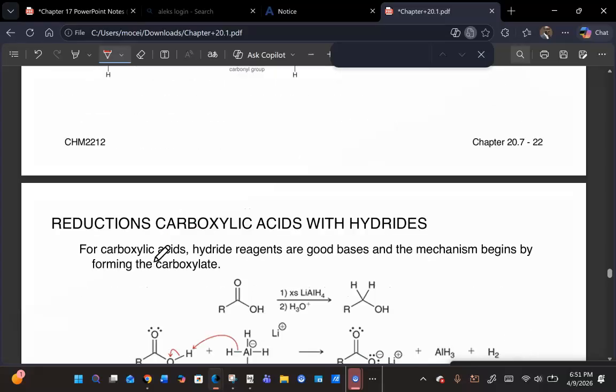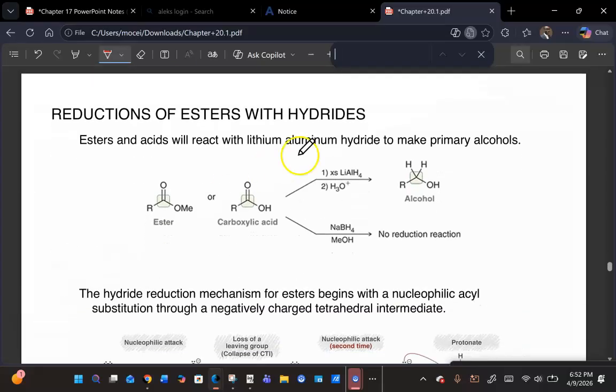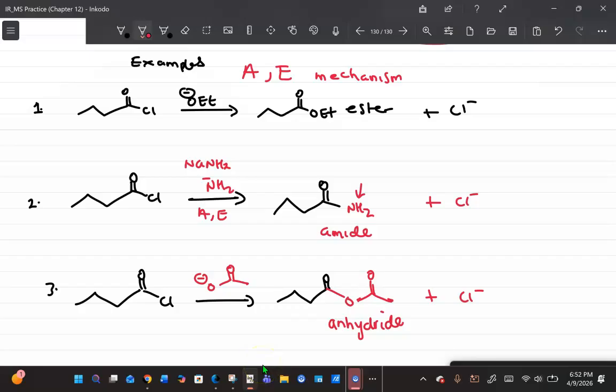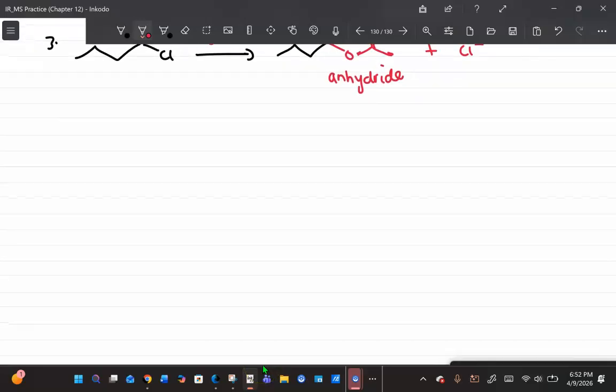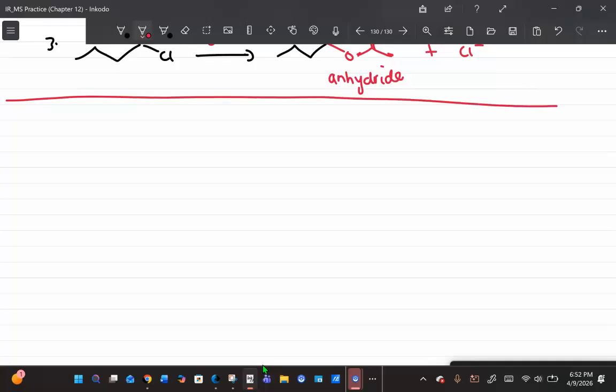Let me see what we skipped. Before we do the reductions, back to slide 22, let's do some practice. You will practice the mechanisms later. Let's predict some products because that's the bulk of your points.